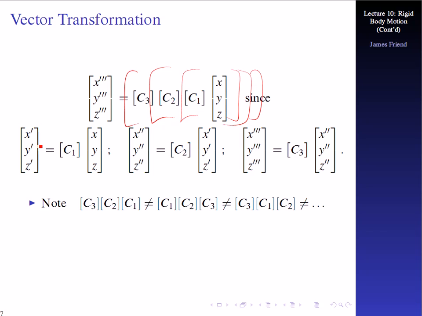First rotation is here, right there. Second rotation is here. Third rotation is here. So it's C3, C2, C1 on X, Y, Z. So C3, C2, C1 isn't equal to C1, C2, C3, and that isn't equal to C3, C1, C2, and so on and so forth, necessarily. I mean, there are really very special cases where it might work, but it isn't true in general.